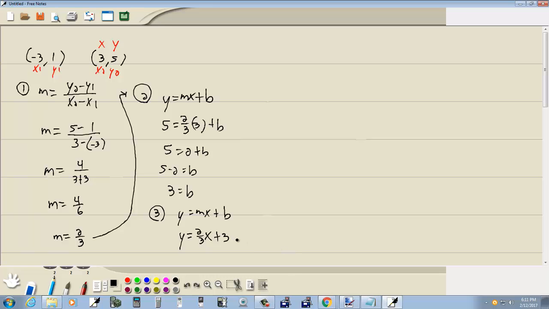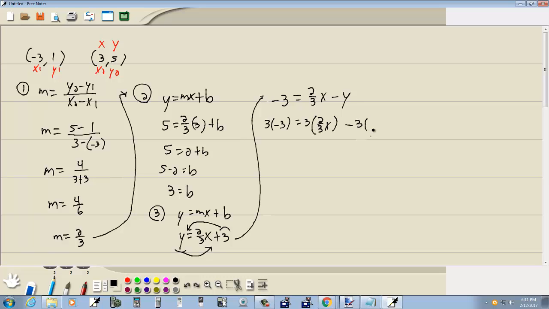We need our x's and y's on the same side. Typically, you want the number in front of the x to be positive. So I'm going to take the y and move it over here, and I'll take the 3 and move it over here. So we got negative 3 is equal to 2/3 x minus y. Now again, I want to get rid of the fractions, so I'll multiply everything by the LCM of all our denominators. So I'll multiply the negative 3 by 3, I'll multiply the 2/3 x by 3, and I'll multiply the negative y by 3. So that gives us negative 9 is equal to 2x minus 3y.